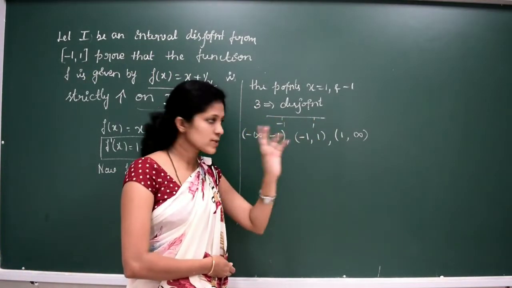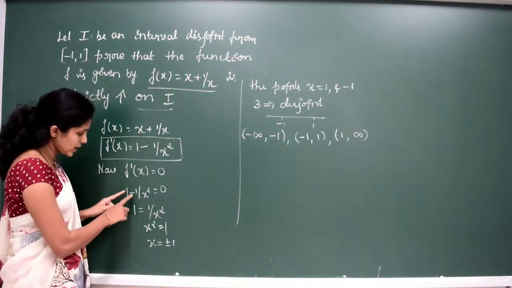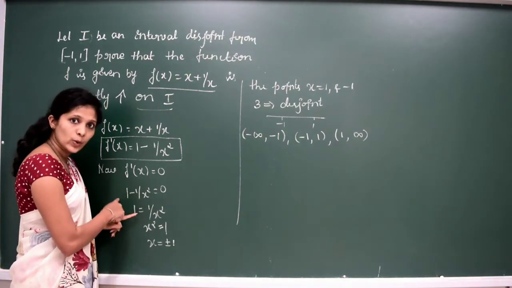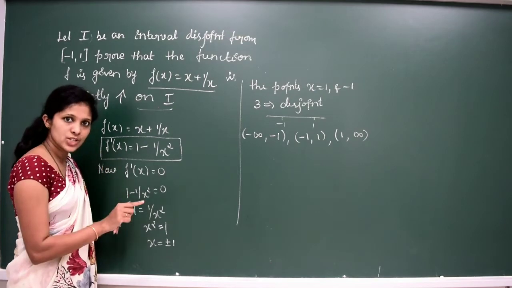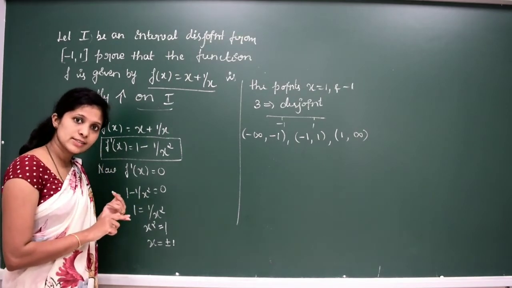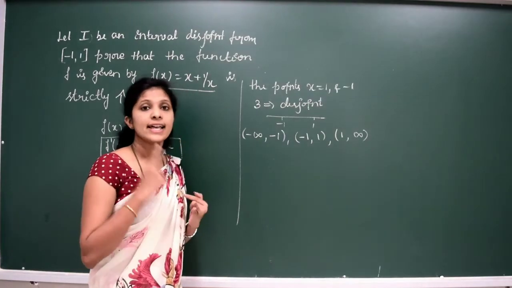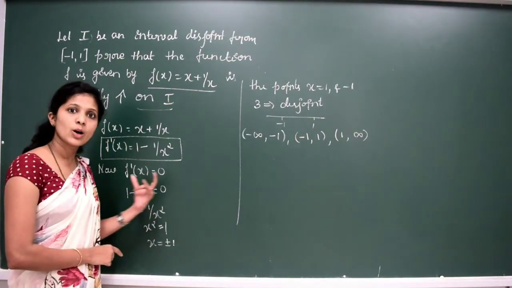Why? Because if you substitute the value of minus 1 or 1, what happens here? See this one, 1 minus, this will be 1. 1 minus 1 will be equal to 0. F dash of x is equal to 0 means it will be a constant function. Is it clear? If f dash of x is greater than 0, then it is increasing. F dash of x is less than 0, it is decreasing. If it is equal to 0, then it will be a constant function.